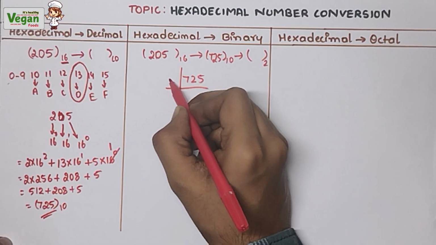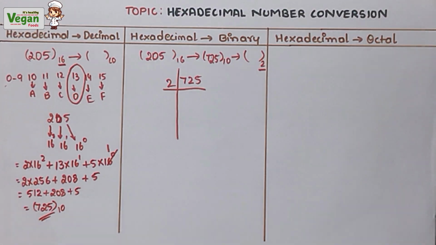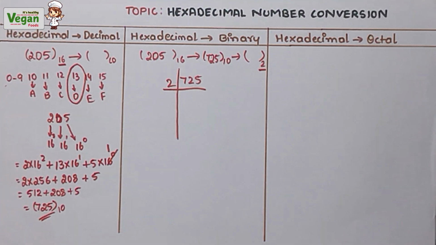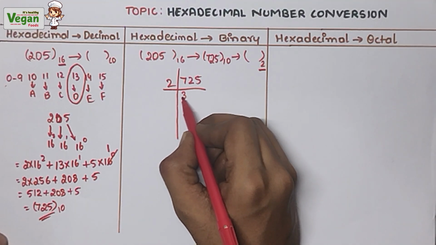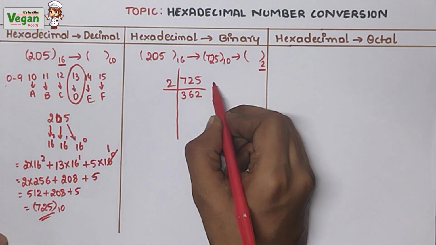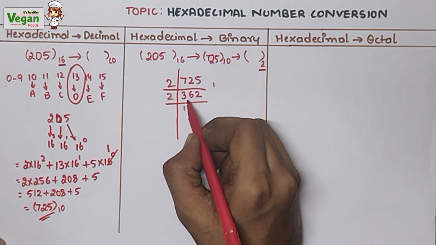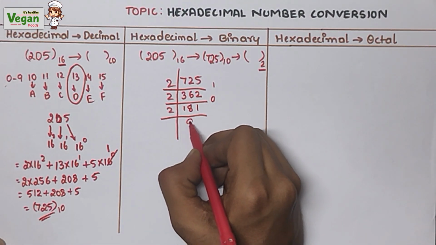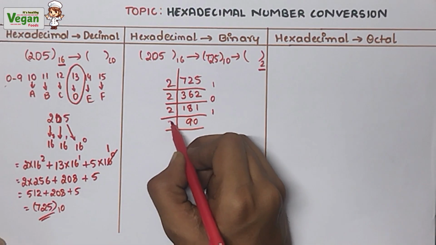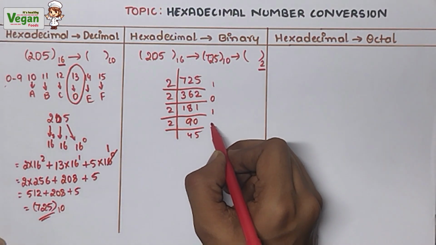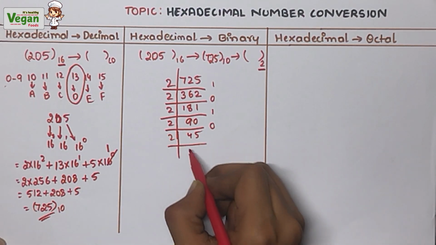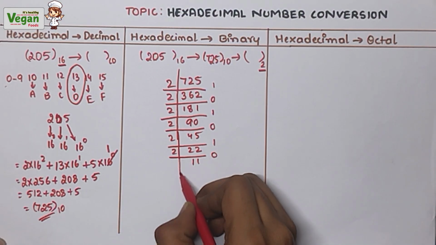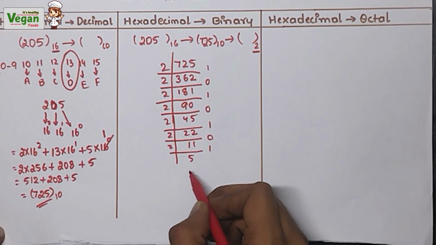What is the process? Just divide by the value of the base to which you must convert. Now I must convert to binary, so the base is 2. Just divide the decimal number by the base. 2 3s are 6, 2 6s are 12, 2 2s are 4, so the remainder is 1. 2 1s are 2, 2 8s are 16, 2 1s are 2, remainder is 0. 2 9s are 18, remainder 1. 2 45s are 90, remainder is 0. 2 2s are 4, 2 2s are 4, remainder is 1. 2 11s are 22, remainder is 0. 2 5s are 10, remainder is 1.